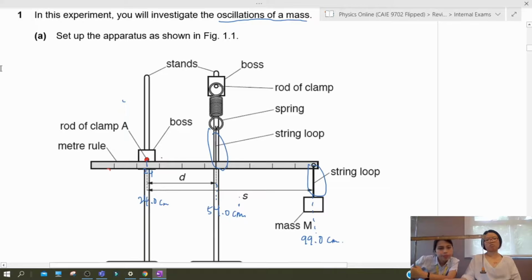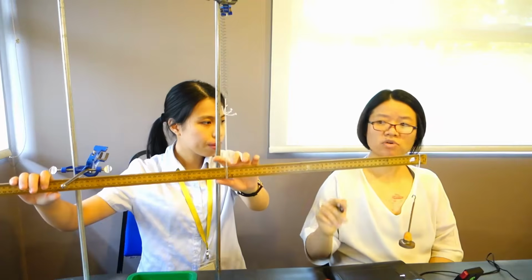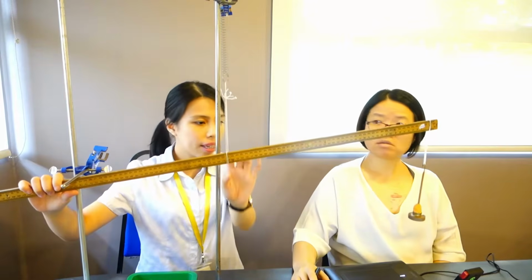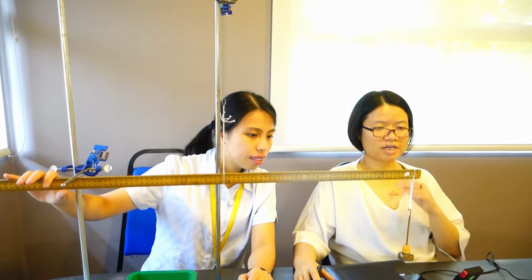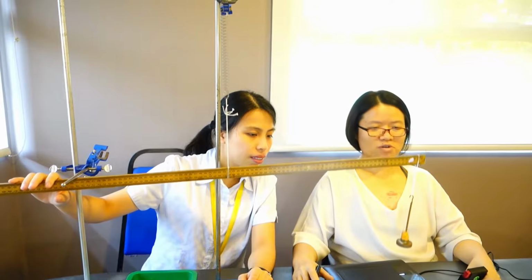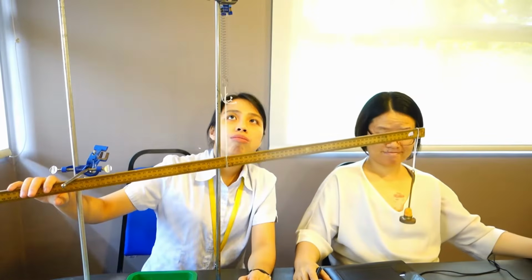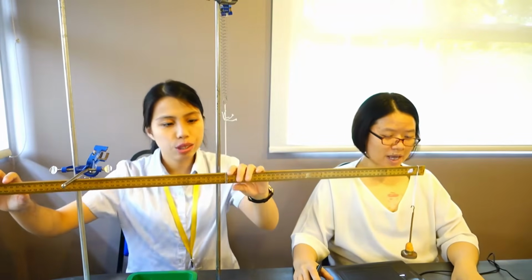They say keep D constant and then you change S. So I'm thinking that we can move the ruler. Actually this one is pinned in the ruler already, cannot move. So you have to move that one. But where do I move? I think first we need to determine the largest possible value and the smallest possible value for S. So I just move all the way, S changes.